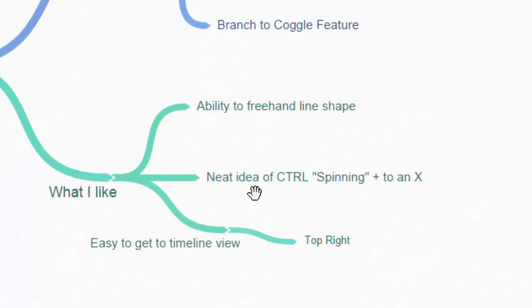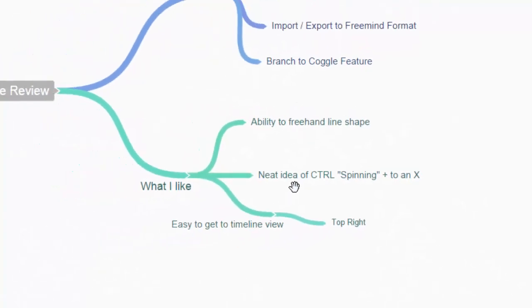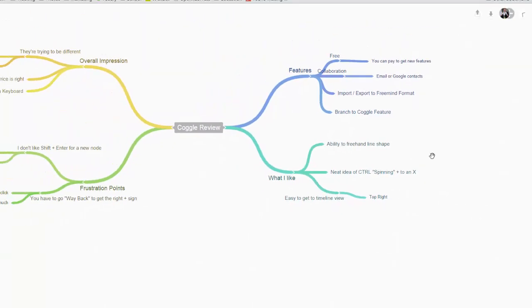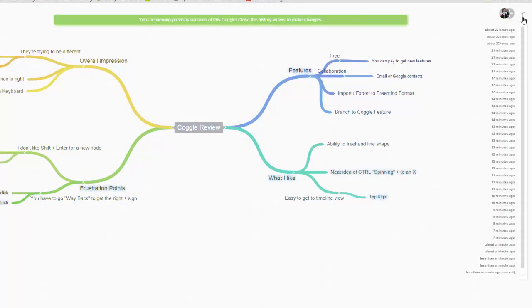Something else that's nice, especially when you're collaborating, is having an easy ability to get to the timeline view. It's in the top right, so I'll go right up here, the very top right corner, and I'll click on that, and it'll show me what I've done.